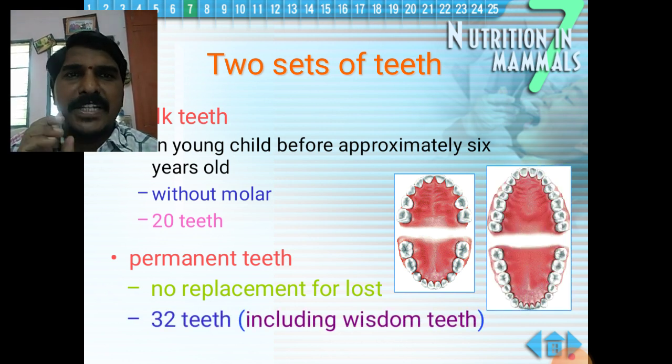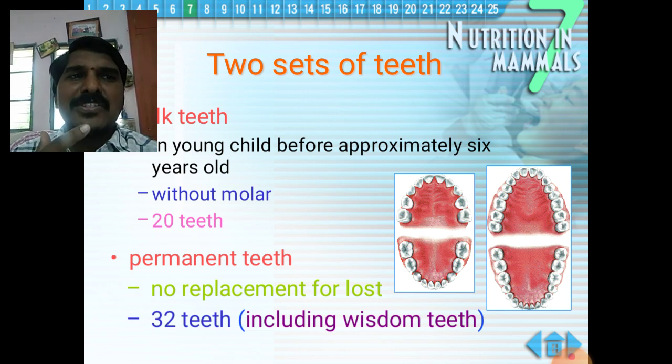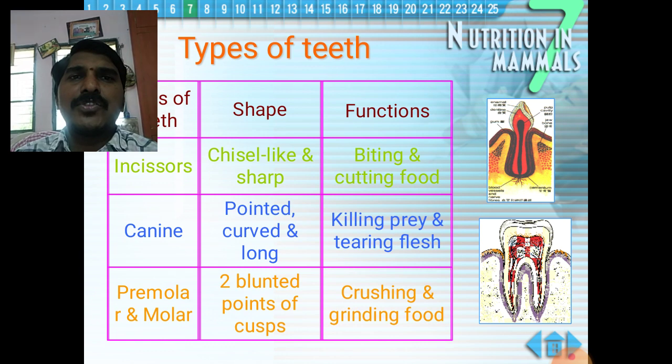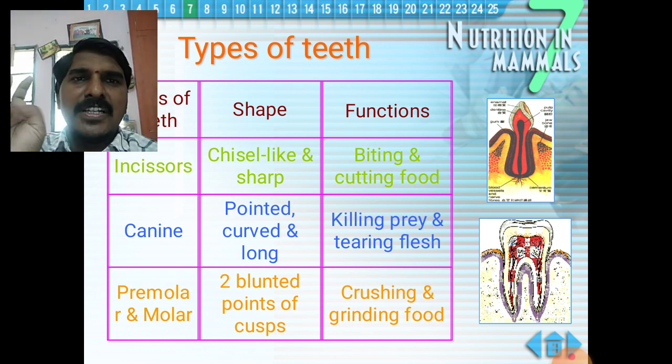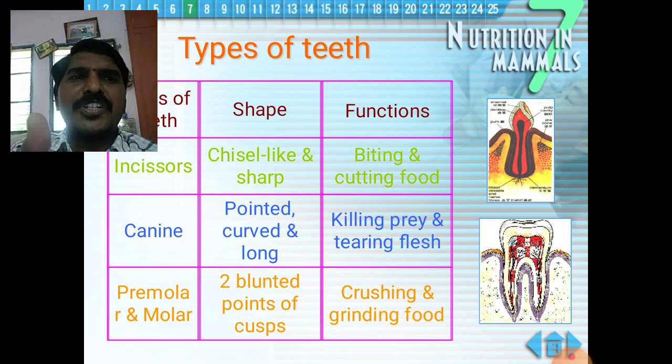Including wisdom teeth also, how many teeth are there? 32. These 32 teeth are arranged in two jaws, upper jaw and the lower jaw. Upper jaw has 16 and lower jaw has 16. We know four types of teeth are there: incisors, canines, premolars and molars. You also know their shape and functions.